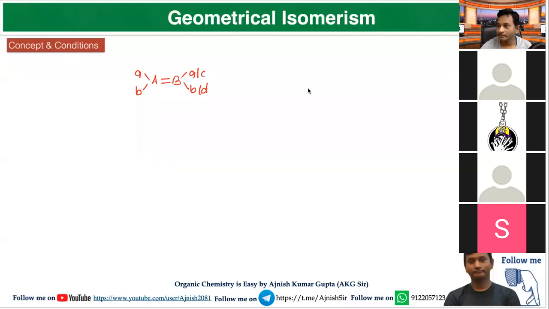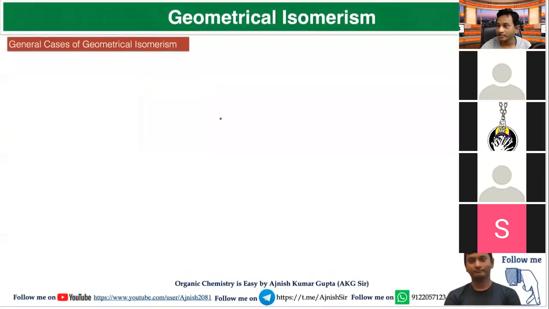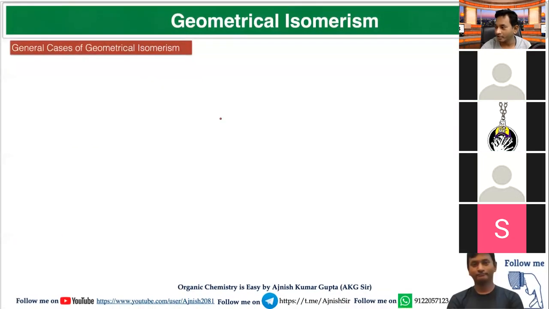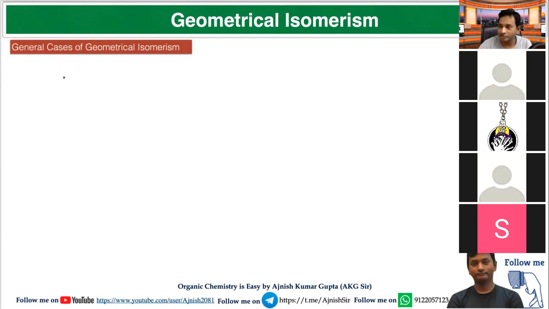Now you have already learned about this part along with general cases of geometrical isomerism. What are the general cases where geometrical isomerism is seen? First is, tell me, anyone, what are the general cases? Carbon-carbon double bond. Very good. First is along carbon-carbon double bond. Here A, here B, here A, here B. It may be possible all the four valencies are different. Here A, B, here A, B, or C, or D.